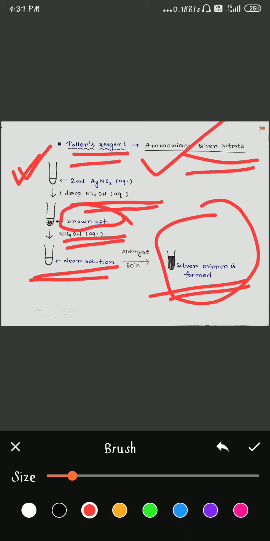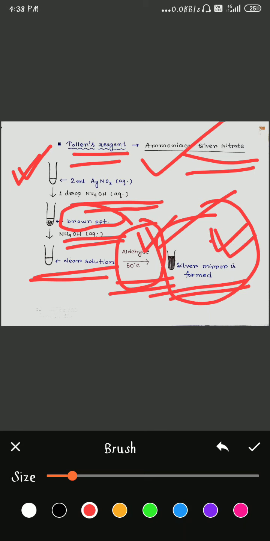After getting this clear solution, we add the aldehyde, and at 50 degrees centigrade we see the silver mirror around the test tube. From this we can clearly say that after adding aldehyde we can observe the silver mirror. So this is the actual silver mirror test happening in the laboratory.